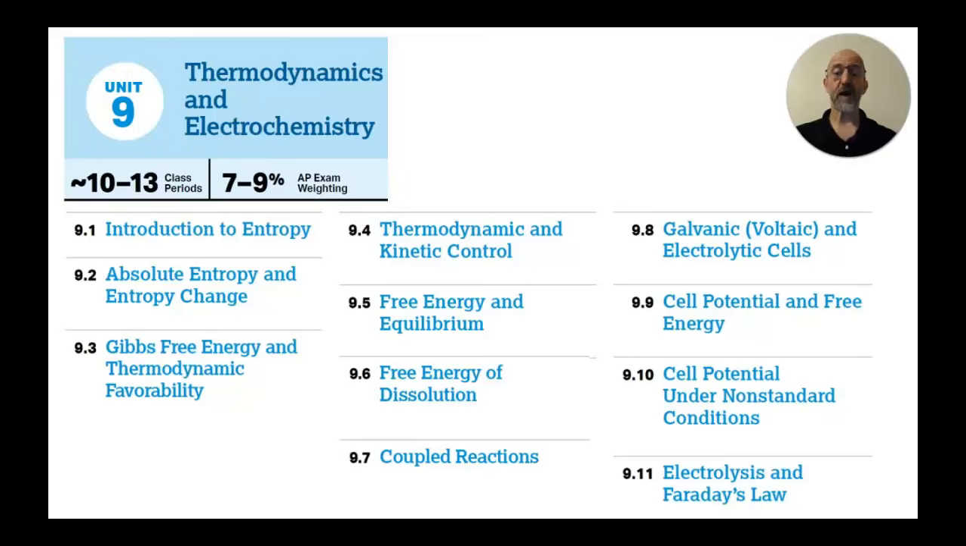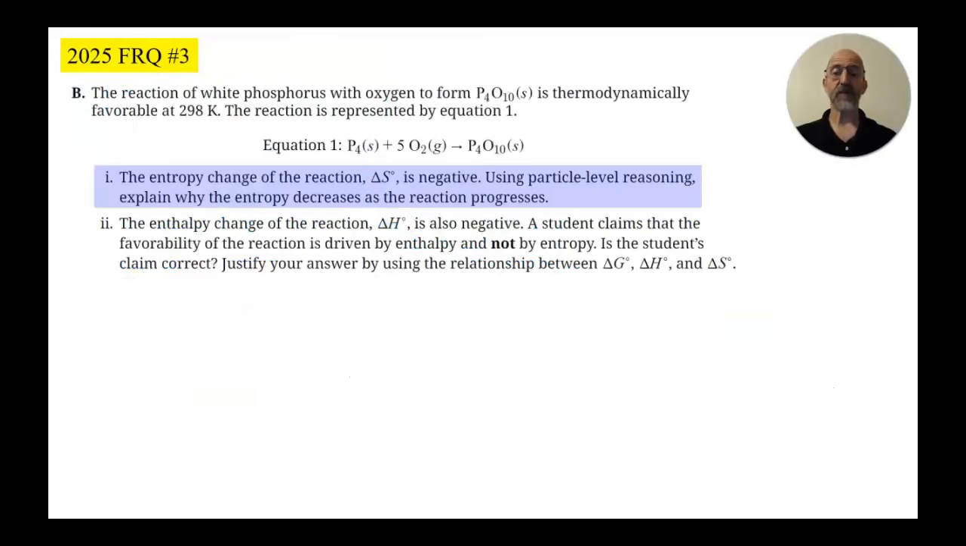So the first free response question I would like to show you came from the 2025 AP Chemistry exam, and it involves a change in entropy. It says the entropy change for the reaction, delta S, is negative. Using particle level reasoning, explain why the entropy decreases as the reaction progresses. Now, I can see in this equation 1 mole of solid reacting with 5 moles of gas, producing 1 mole of solid. This is what the student said, and they did not earn the point for their response.